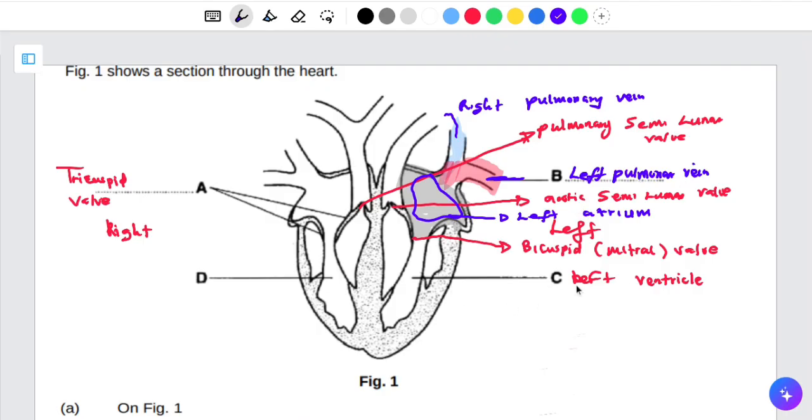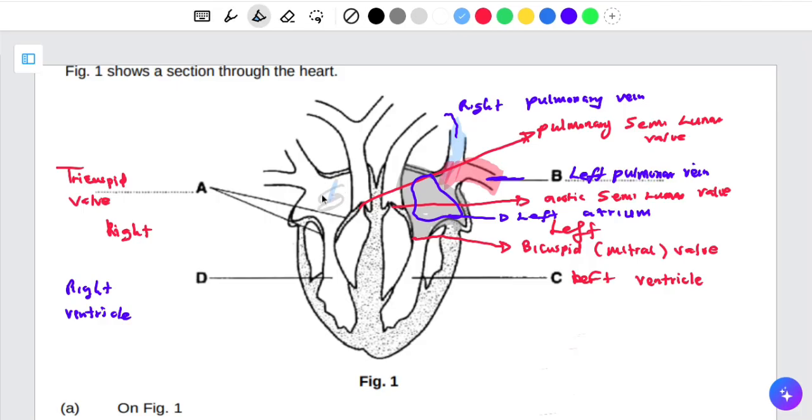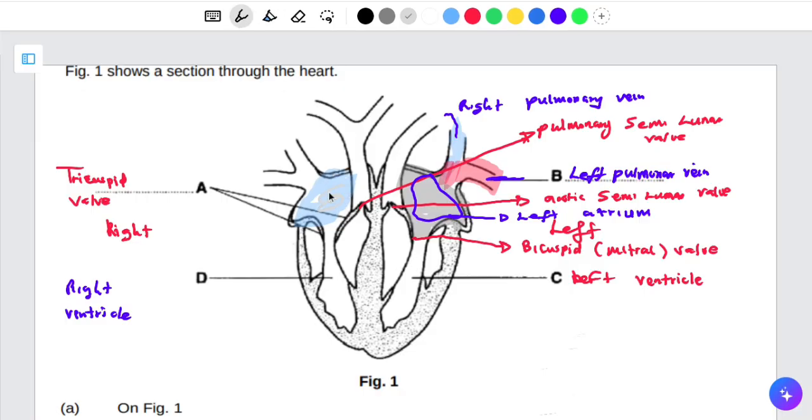So here we have identified this one as the left ventricle, meaning to say that this one is going to be called the right ventricle. So the right ventricle receives blood from the right atrium. So this is the right atrium. Then this part here, let me just shade it so that you see it. This one here, the one I'm shading here, this one is called the right atrium.